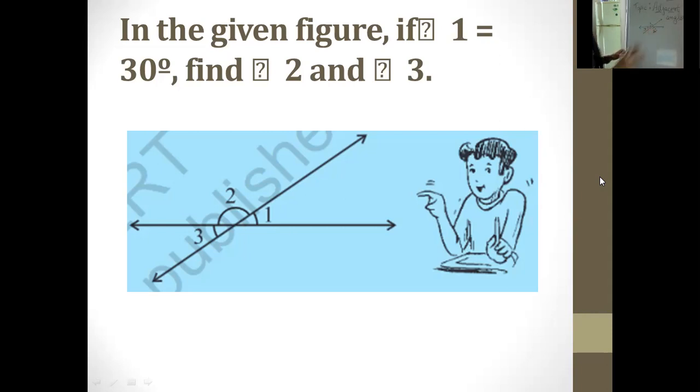Angle 1 is 30 degrees. And we have just done the condition that vertically opposite angles are equal in size. So we know that if angle 1 is 30 degrees, then automatically angle 2 would be 30 degrees. Okay, now we are clear with that. Now what is the second thing they asked for?